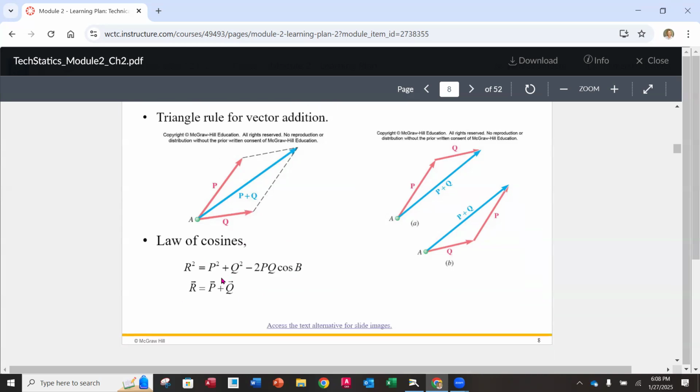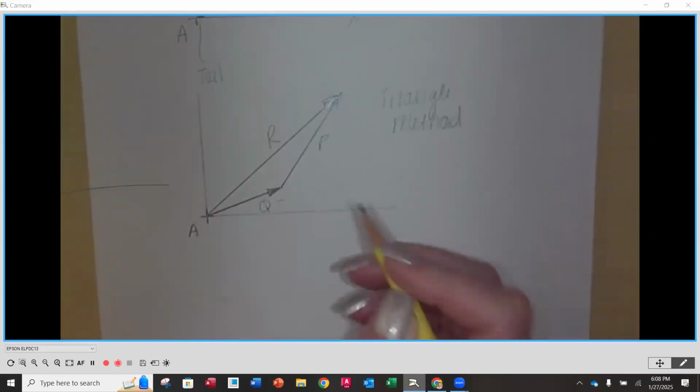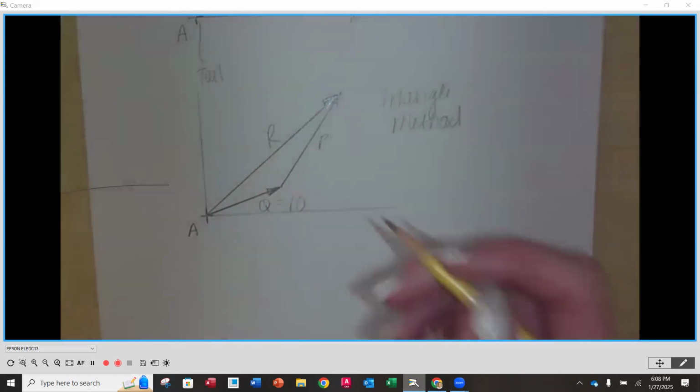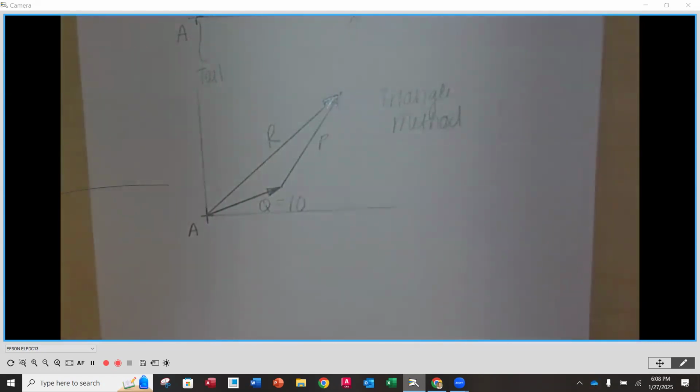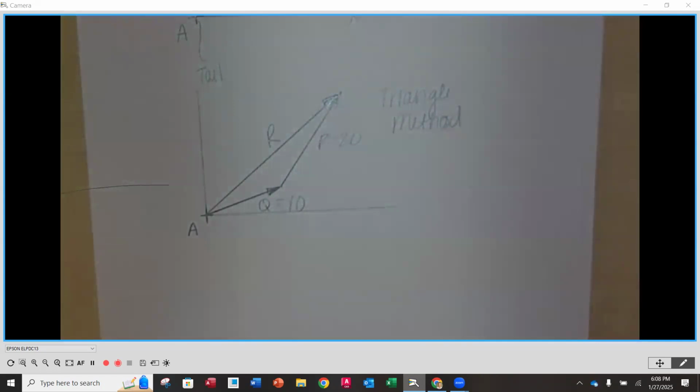The other thing that we see down here is this vector equation. I'm going to go underneath here. Let's say Q was 10 units long. I'm not even going to put units on it, just the value of 10, and P was the value of 20. As you look at this, is the length of the resultant going to be 30? No. Why not?